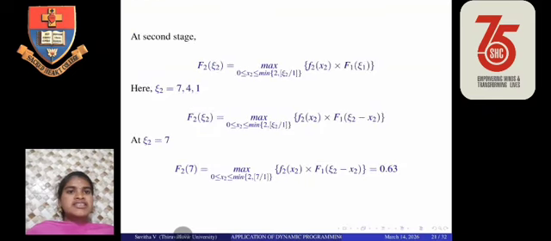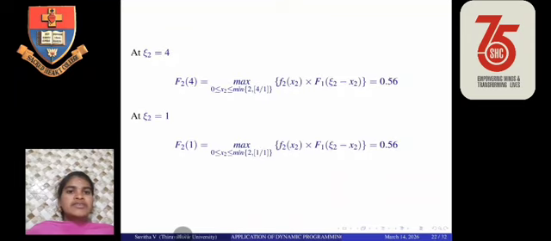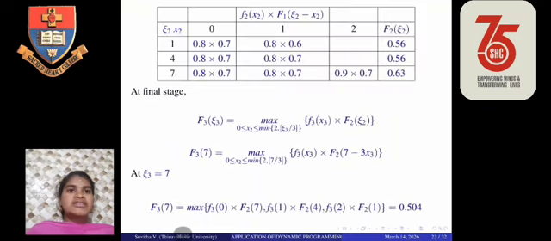At the second stage, we put k equal to 2 in the first equation. We get this formula. Here we substitute the values for psi2 to be 7, 4 and 1. If we substitute the value 7, the value of f2 of 7 is equal to 0.63. If the value of psi2 equal to 4, we get the value 0.56. If we substitute psi2 equal to 1, we get 0.56, and the table is given like this.